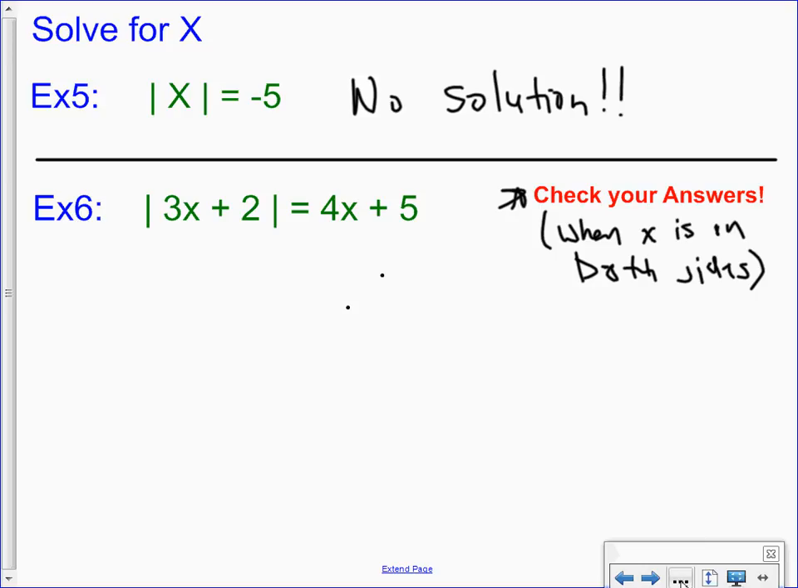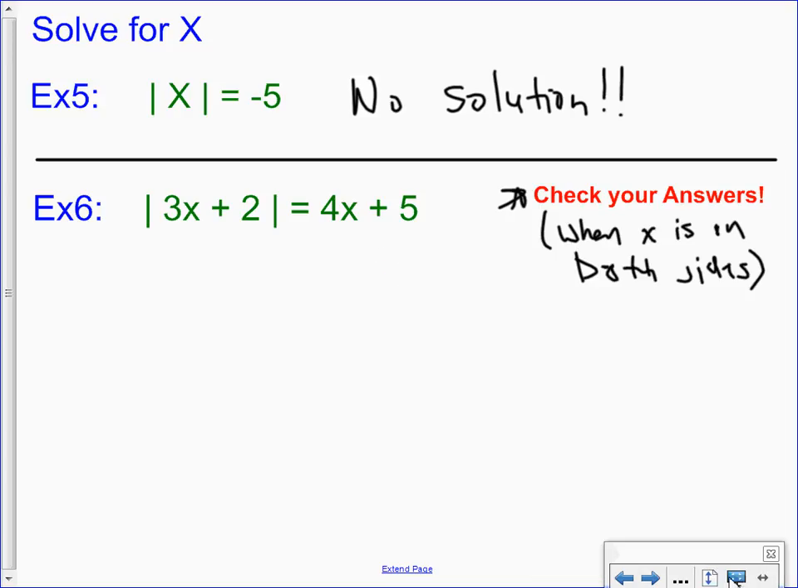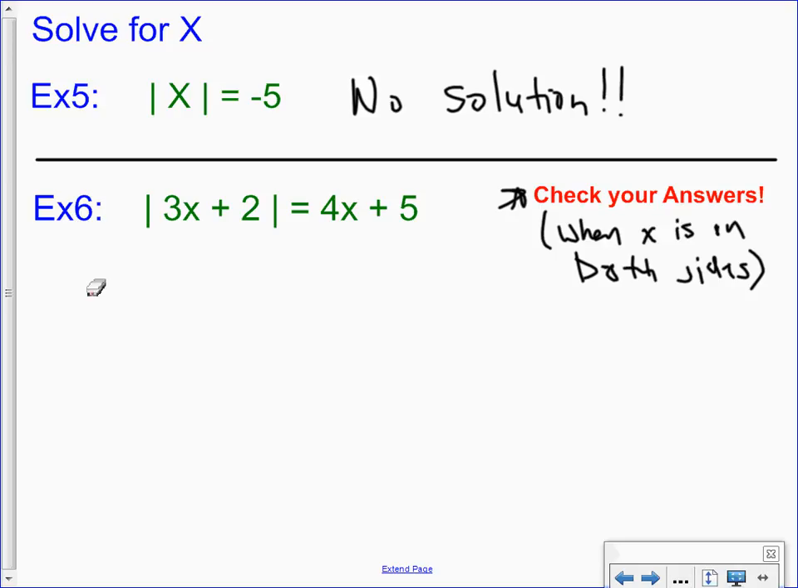That's the key. You may get extraneous answers, extra answers. All right. Here we go. How far along did you get on this one? Remember that the stuff on the inside could either be the positive of this or the negative of this.